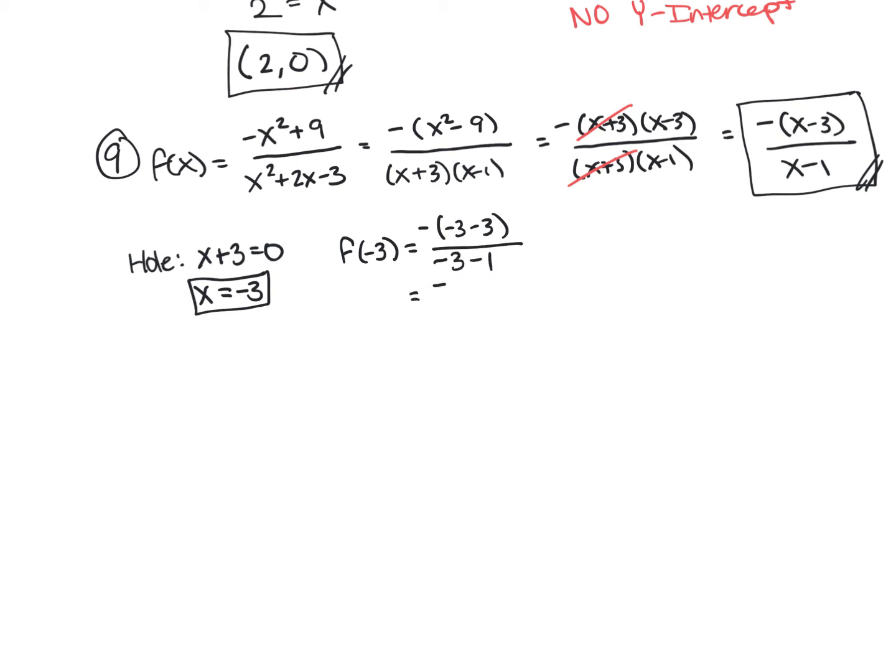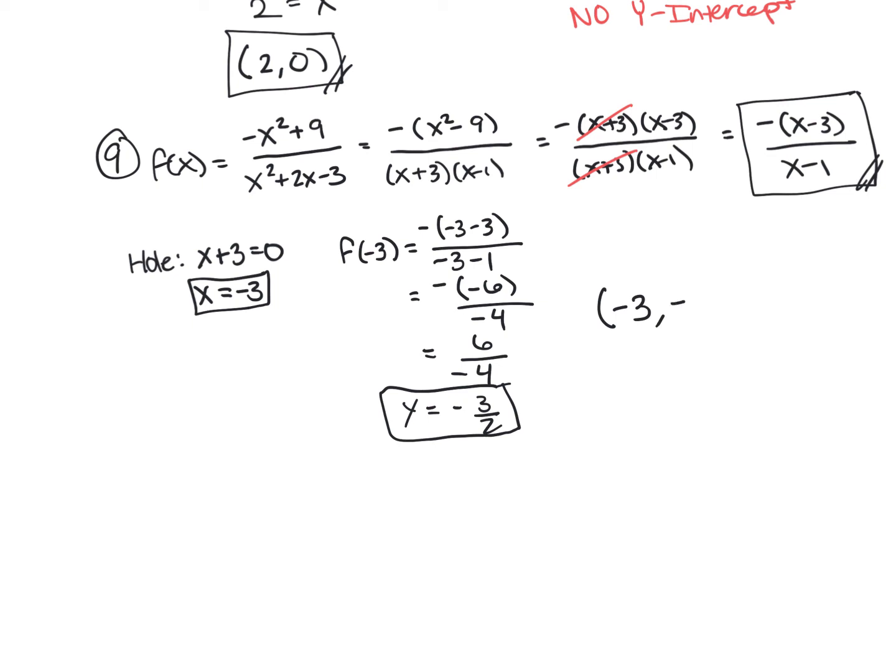So let's see, we're going to have negative 6 over negative 4. Negative times a negative gives us a positive, so we have positive 6 over negative 4. And when we simplify this out, we end up with negative 3 over 2. We reduce our fraction. So our last step, now that we have found our y value of the hole, is to write this as an ordered pair of negative 3 and negative 3/2. You can also write this as negative 1.5 if you'd like.